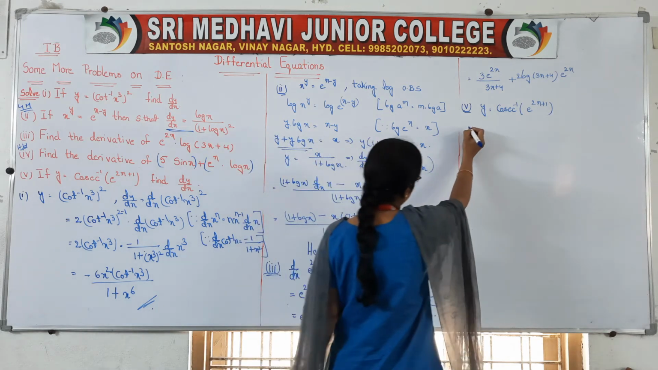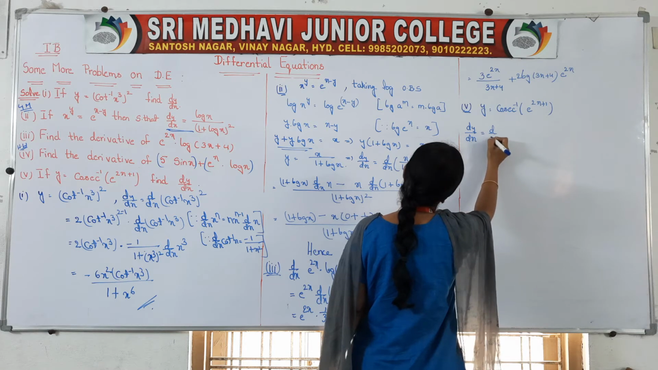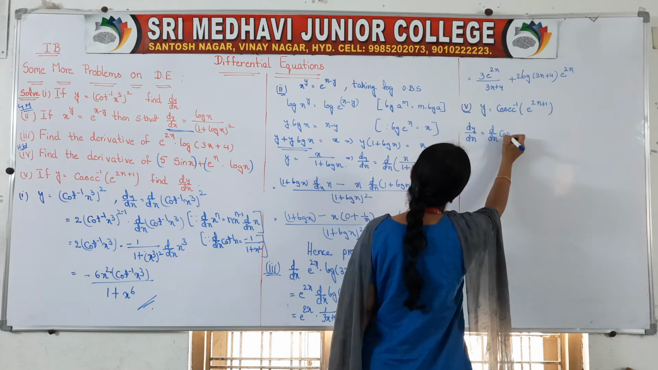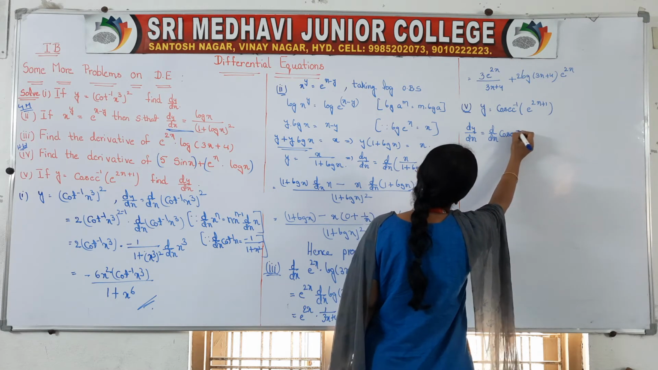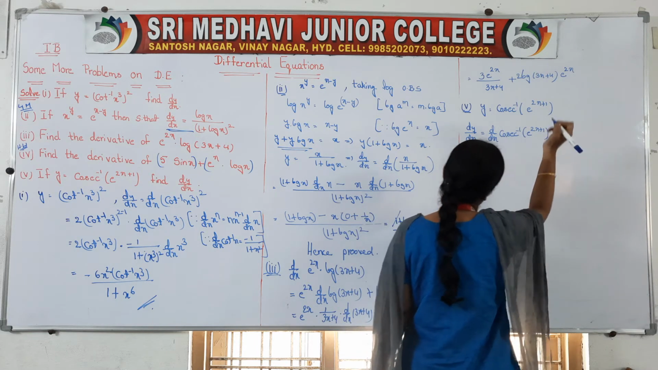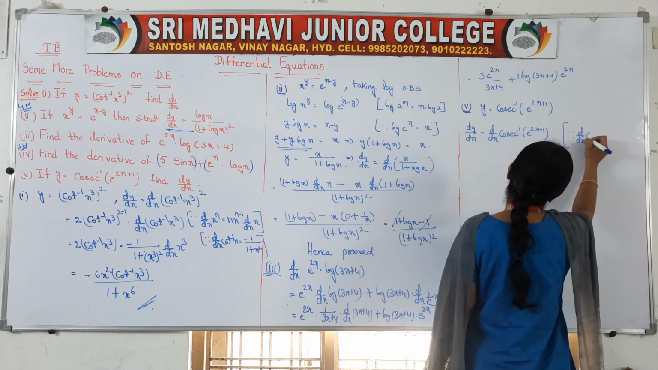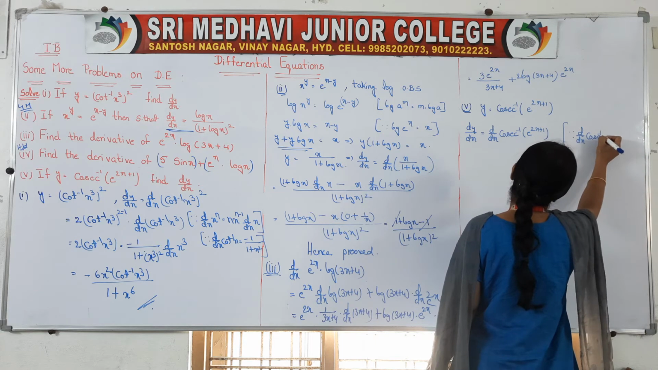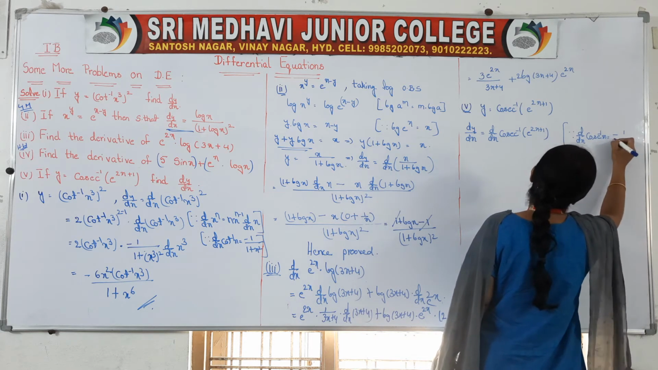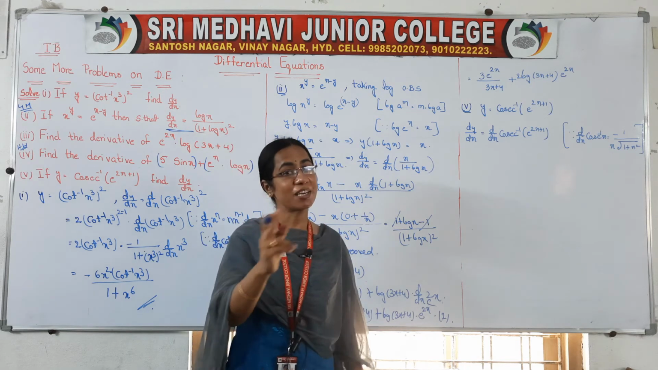So we have to find dy by dx, which is d by dx of cosecant inverse of e to the power of 2x plus 1. The formula is d by dx of cosecant inverse x is equal to minus 1 by x into root of 1 plus x square, into d by dx of x will be there.